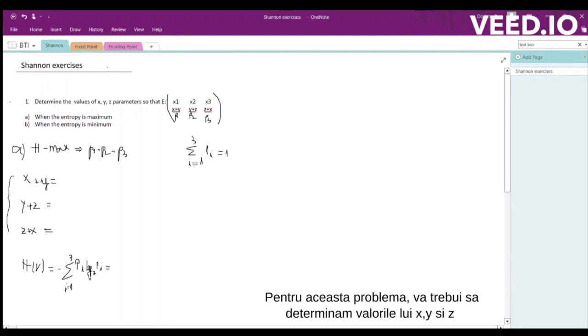For this problem, we will have to determine the values of x, y, and z when the entropy is maximum for A. And we know that when the entropy is maximum, all the probabilities have to be equal. So in our case, they will be equal to 1 over 3 because we have 3 values. And we also know that the sum of all probabilities has to be equal to 1.